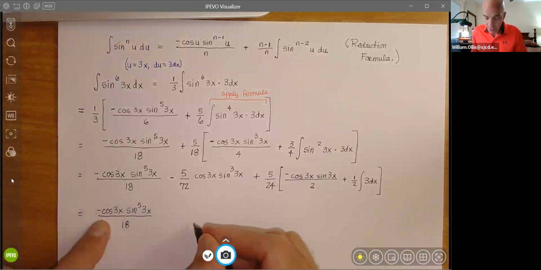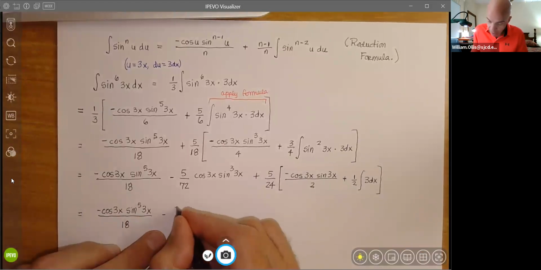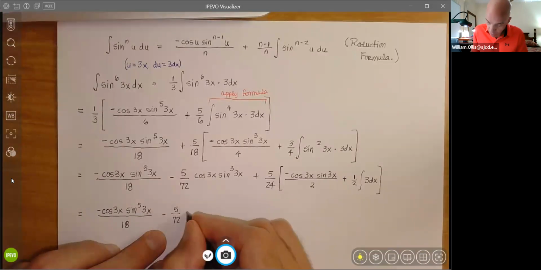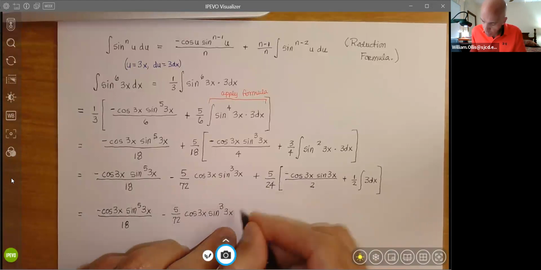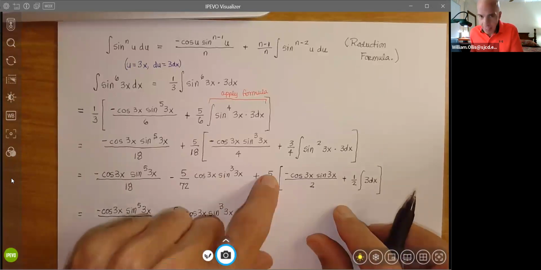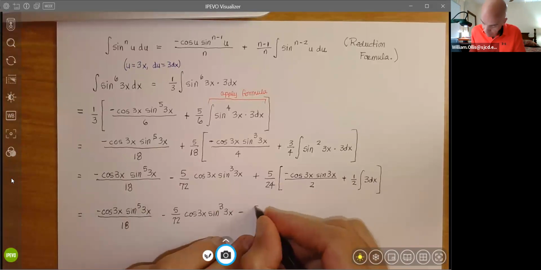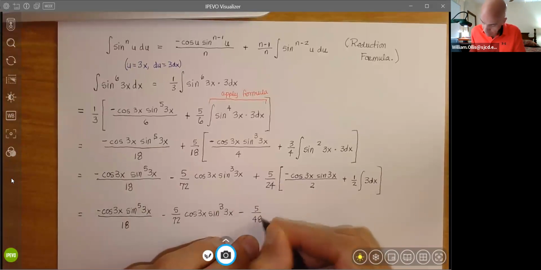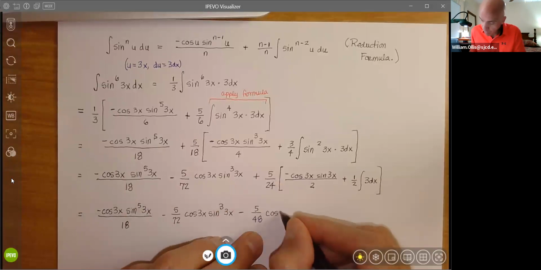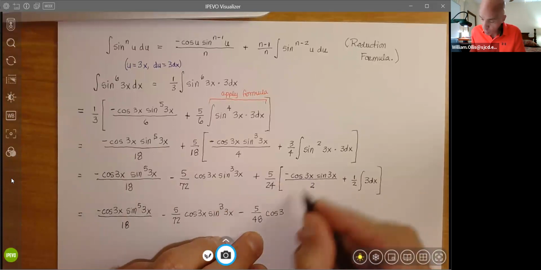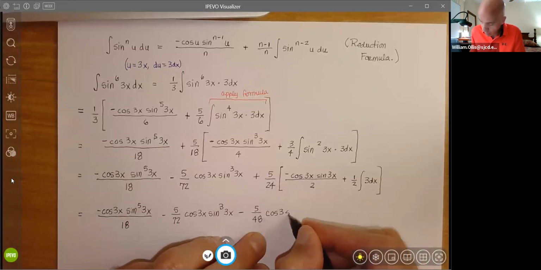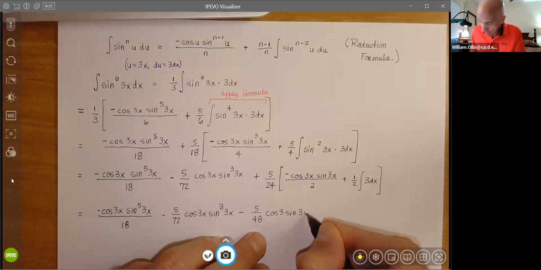So we have our first term, negative cosine 3x sine to the 5th 3x divided by 18 minus 5/72 cosine 3x sine cubed of 3x. And now here, of course, we'll just have the 48 and the 5 with the negative. And of course, you can write this as the double angle. This would be half of sine 6x, right? If you doubled it, it's okay if you don't.